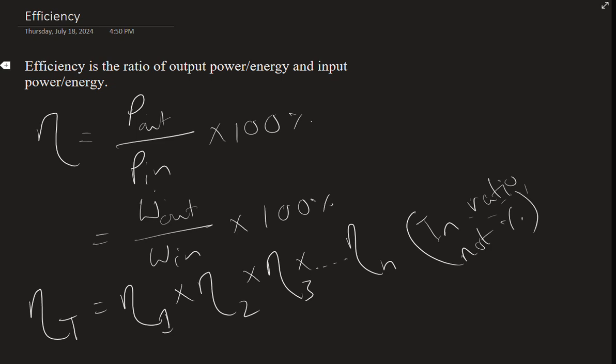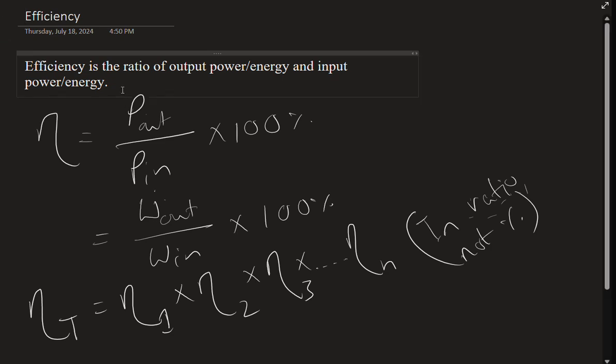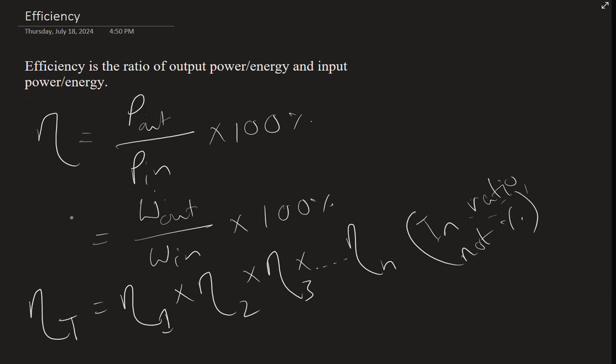Now, efficiency. Efficiency is the ratio of output power or energy and input power or energy. So efficiency is equal to P output over P input into 100%. Also, we can use work or energy as W out over W in into 100%. They're the same formulas. And efficiency does not have any unit. It is a ratio. We usually express it in terms of percentage.